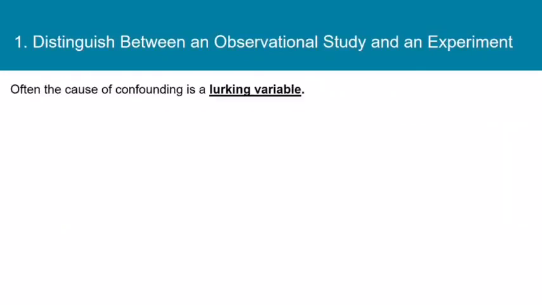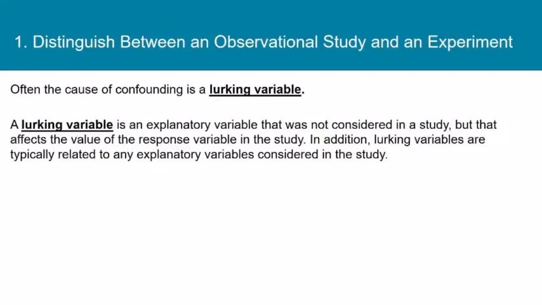Often the cause of confounding is a lurking variable. Not always, but sometimes a lurking variable. So what do they mean by lurking variable? A lurking variable is an explanatory variable that was not considered in a study, but that affects the value of the response variable in the study. In addition, lurking variables are typically related to any explanatory variables considered in the study.